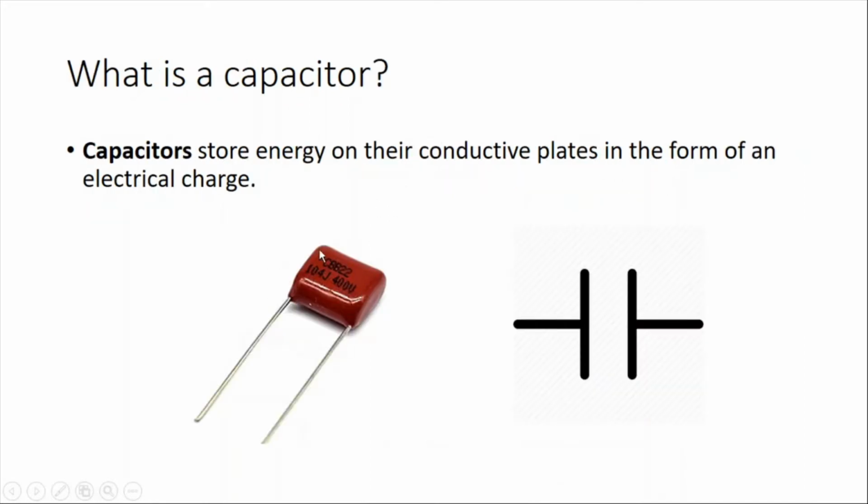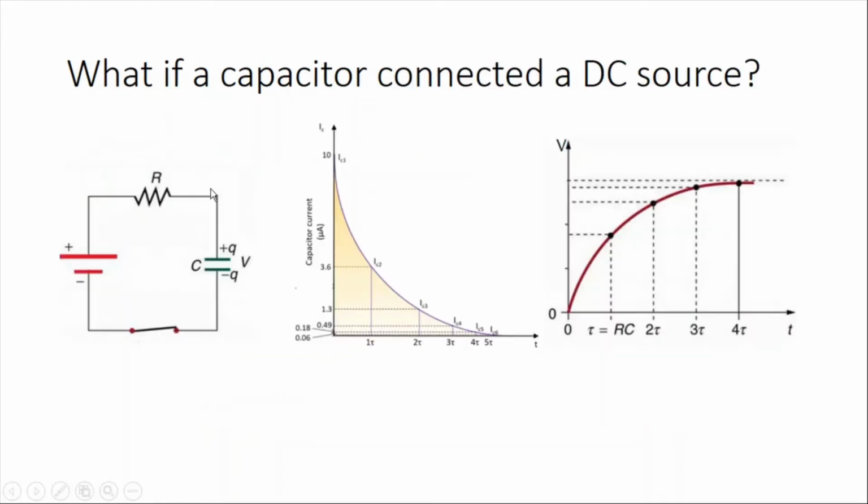So what's a capacitor? This is a typical capacitor, and this is its symbol. Capacitors are generally used to store electrical energy. When a capacitor is connected to a DC source, then we are going to look at what happens if we connect a capacitor to an alternating current source.